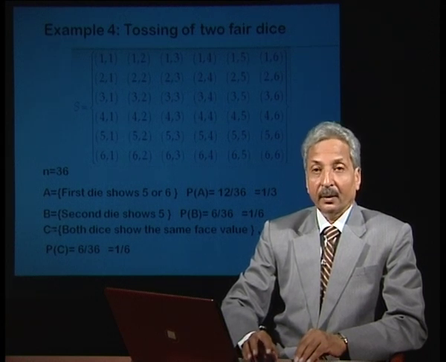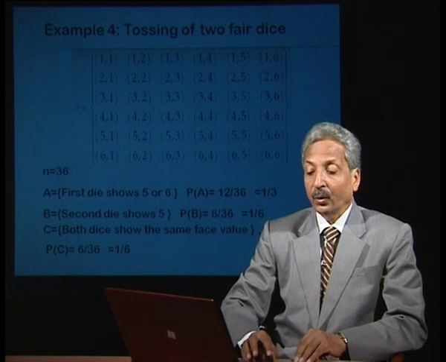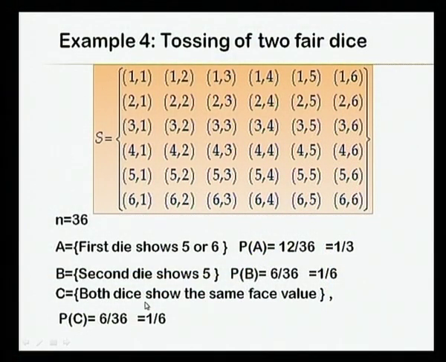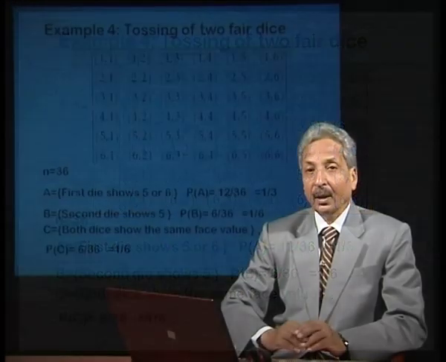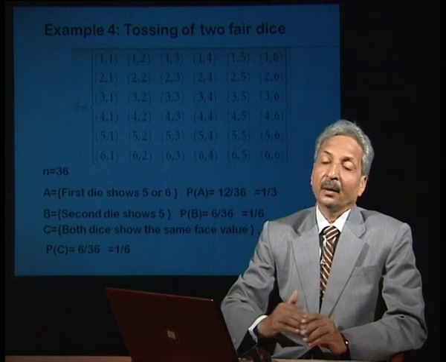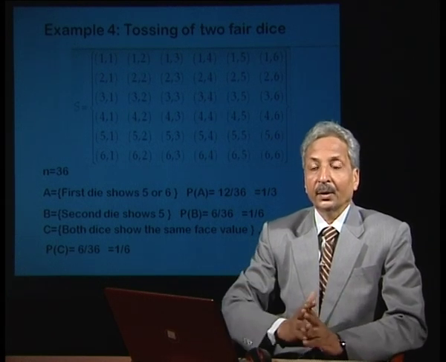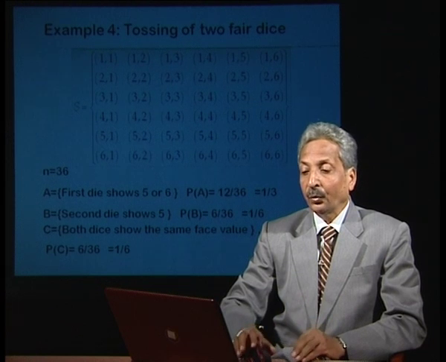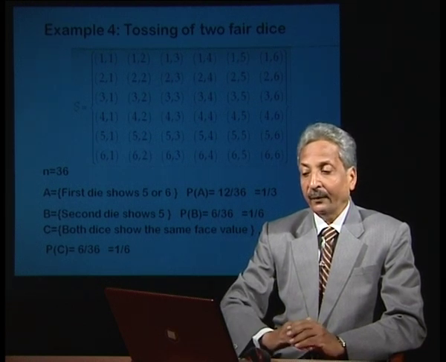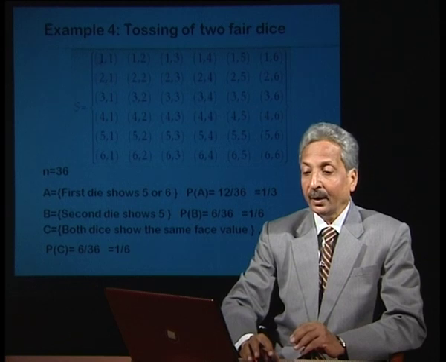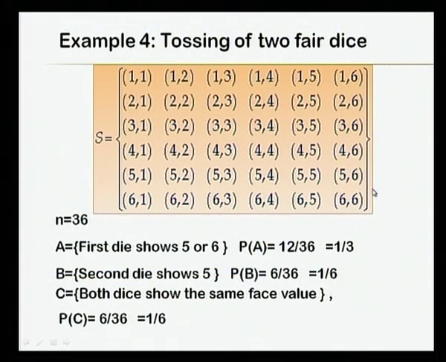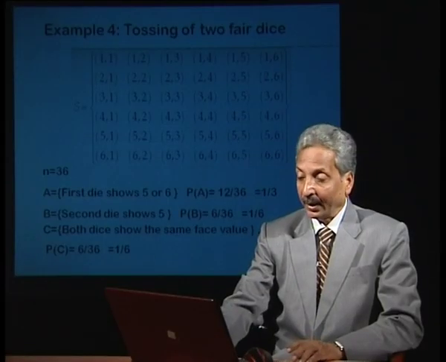Now, I define the event C as both dice show the same face value, that is the same number. That is, if digit 1 occurs on the first die, then digit 1 occurs on the second die also. So that way 1 1, 2 2, 3 3, 4 4, 5 5, 6 6, that is all the elementary events given in the diagonal of this matrix. So, the probability of C is 6 upon 36 by using the m by n definition of probability.